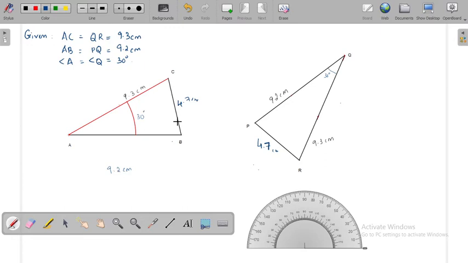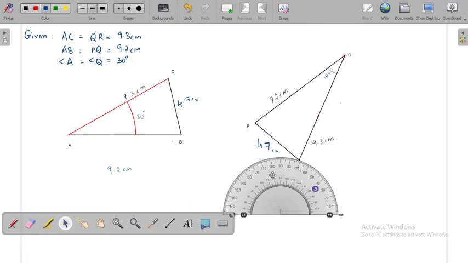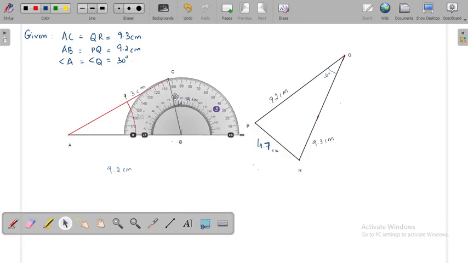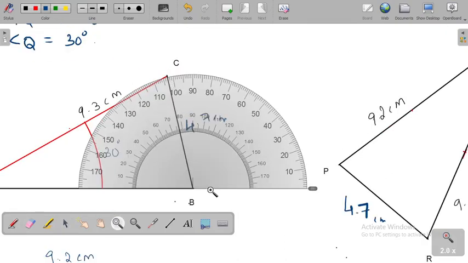Now let's look at the angles. We will check one angle and then see. So let's check angle B. So what is the measure of angle B? 80 degrees, ma'am. Approximately, ma'am. Approximately it is 80 degrees.